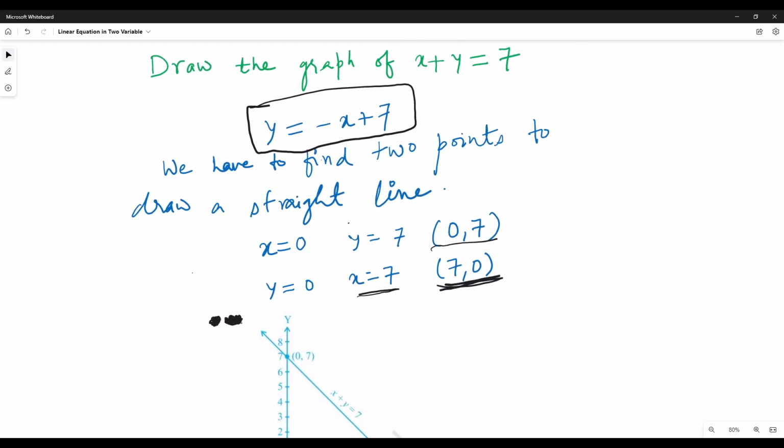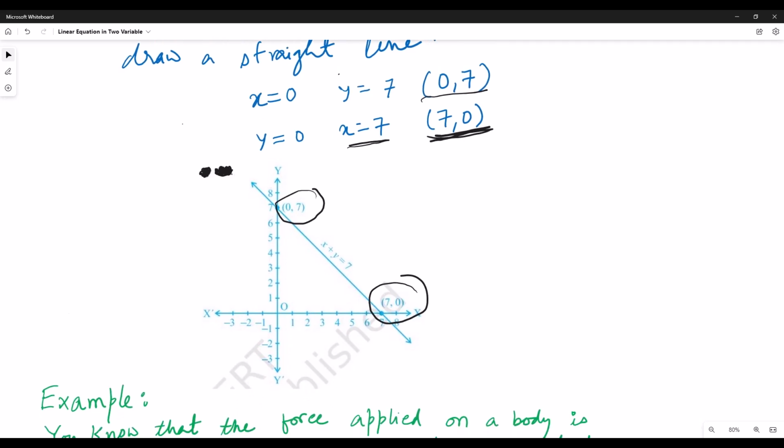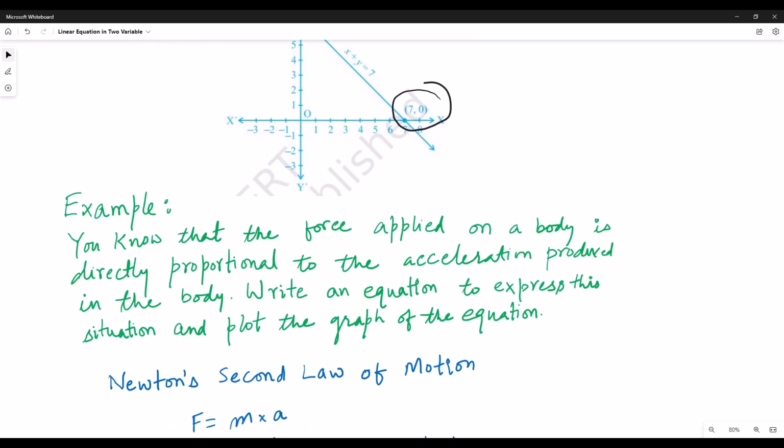So (0, 7) will lie on the y-axis because x is 0. And (7, 0) is on the x-axis. If we have got the 2 points, we can join them and make a straight line, that is x plus y is 7. So that is the geometric representation of a linear equation.